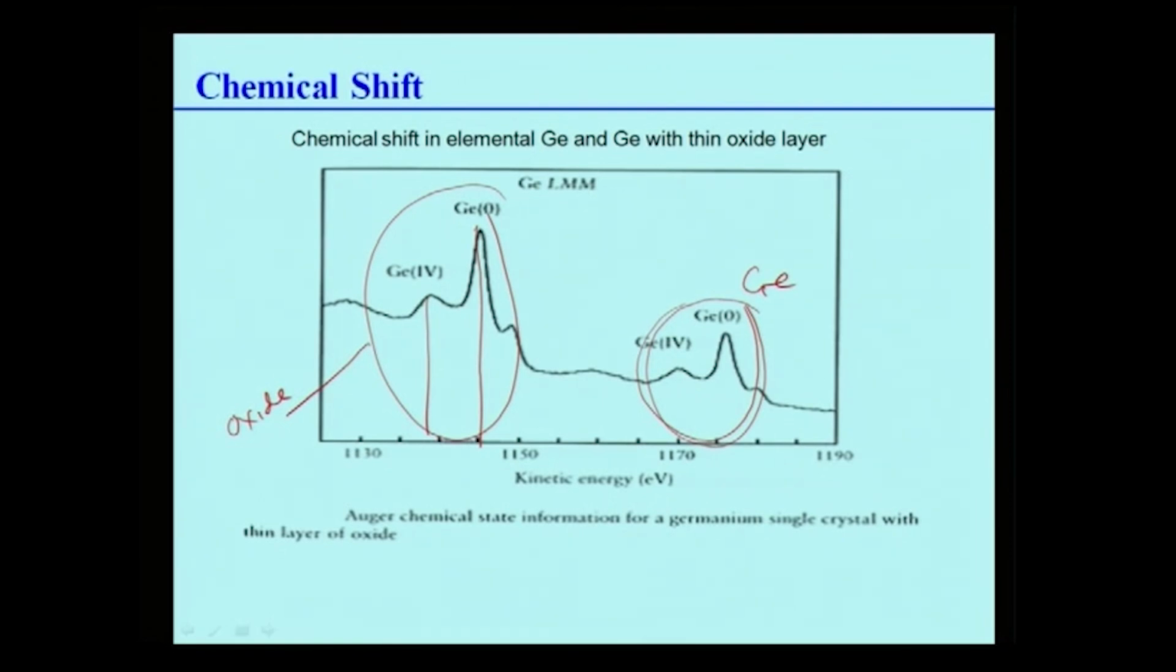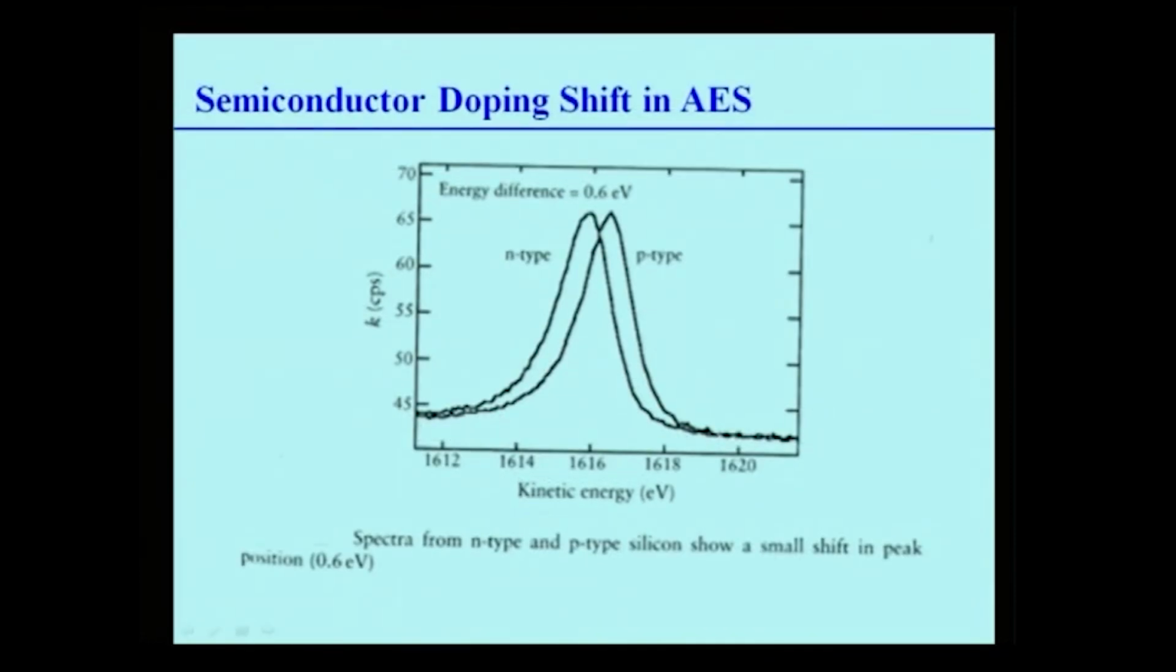So when you have an oxide layer, there is a shift from the pure germanium 0 and germanium 4 peaks to a lower level, say from 1175 to 1145, the germanium 0 peak shifts. Not only that, even AES is very sensitive to the presence of very small quantities of an element, like semiconductor doping.